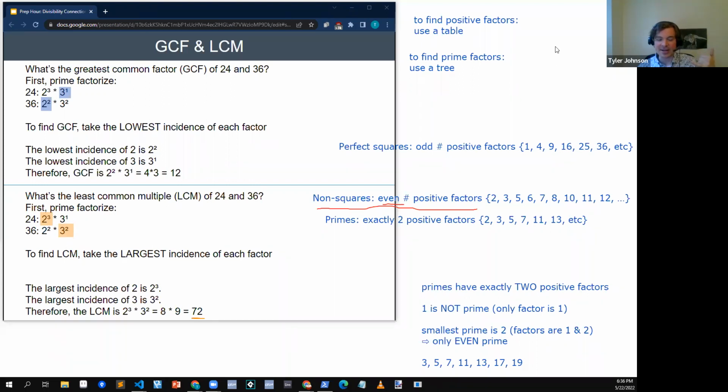So 2 very related concepts, but we're kind of grabbing the opposite sets of numbers. And be aware, it's a little counterintuitive that with the greatest common factor, we take the lowest incidence, and with the least common multiple, we want the largest incidence. So there's that little kind of cross wiring there. Don't get tripped up on that.